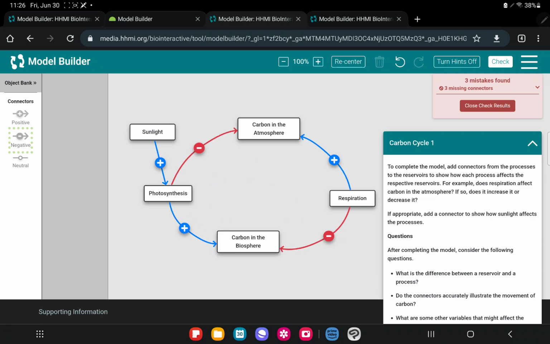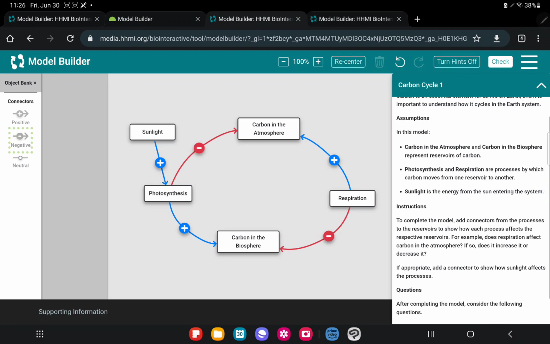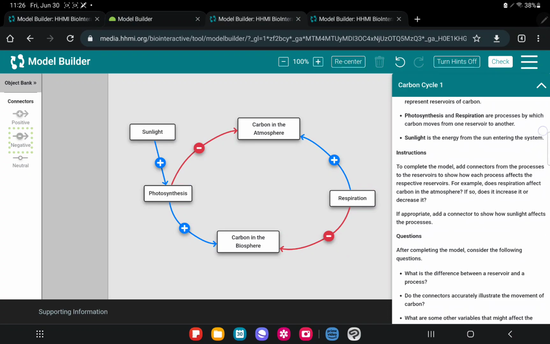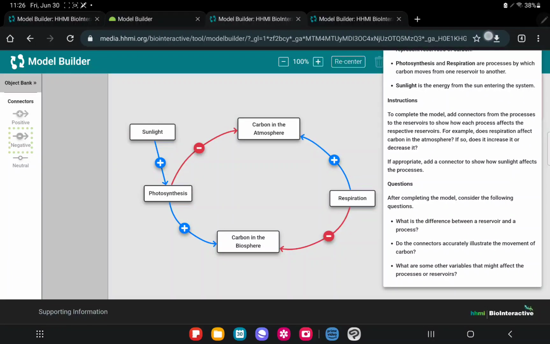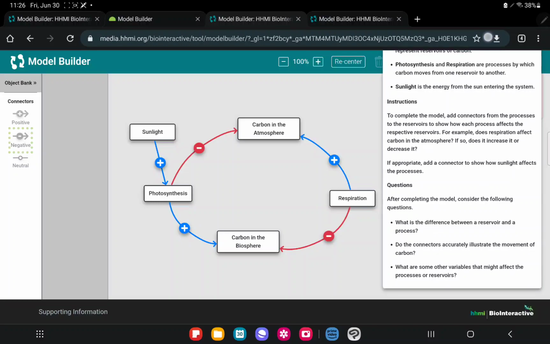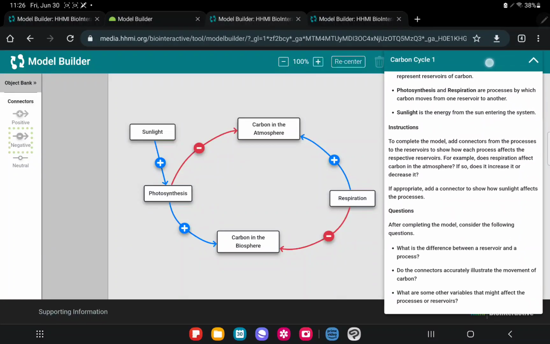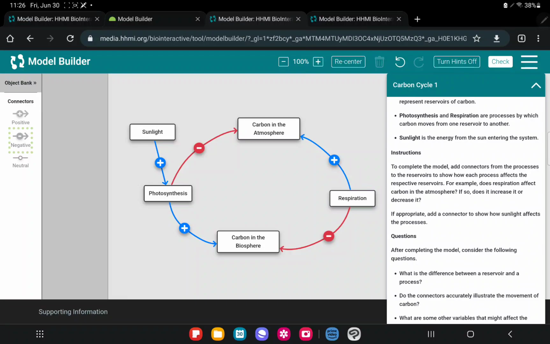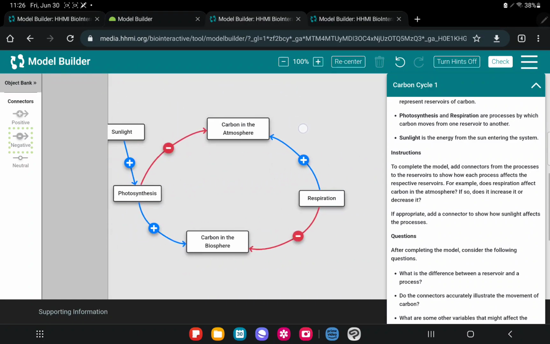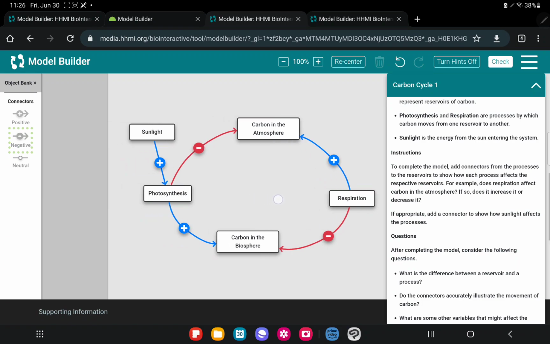Also, we could ask questions like, what are some other variables that might affect the processes or reservoirs? So we can think about how we could expand this model, which is another way I will work with models in the classroom. So that's an introduction to conceptual models. I'll make another one for the stock and flow model of the same system, carbon cycling. I hope you found this model useful.